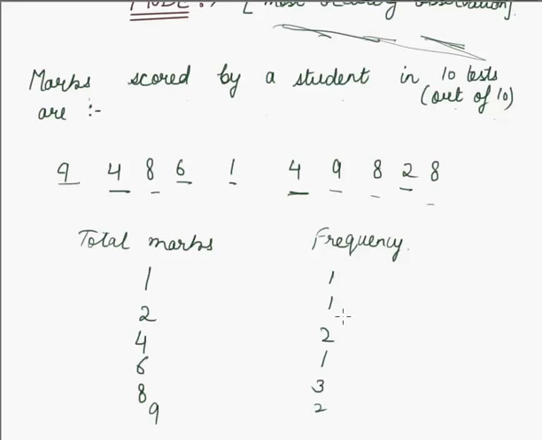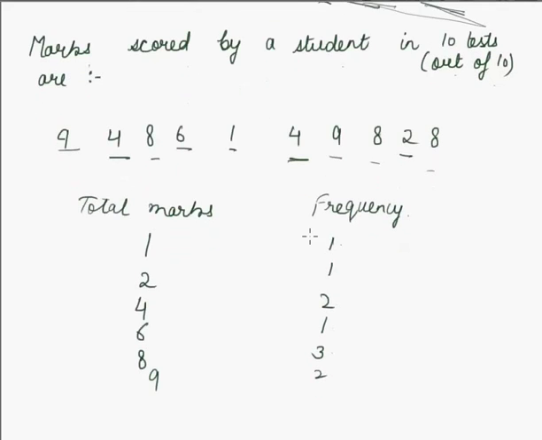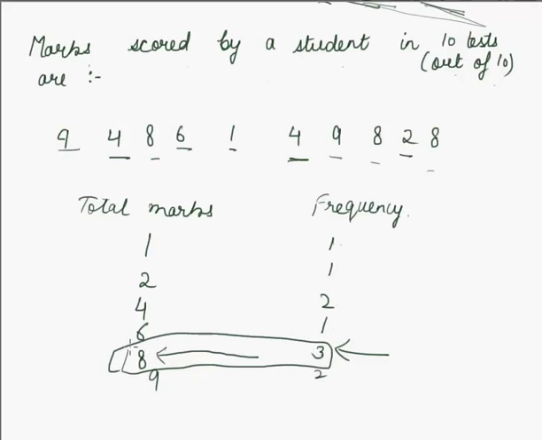So when we add up all these frequencies, 1 plus 1 is 2, and 2 is 4, and 1 is 5, 3 is 8, 2 is 10. So the data is converted into a frequency distribution table. Now the most occurring frequency is 3, which is for the total number of marks 8. So 8 has been scored 3 times, that is maximum number of times for the given case. Hence mode for this data is 8.